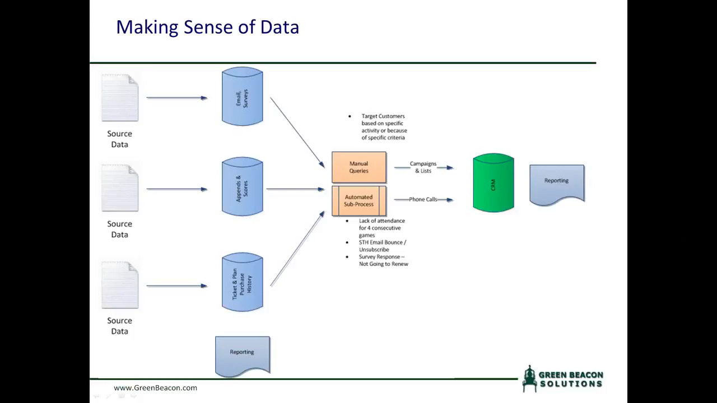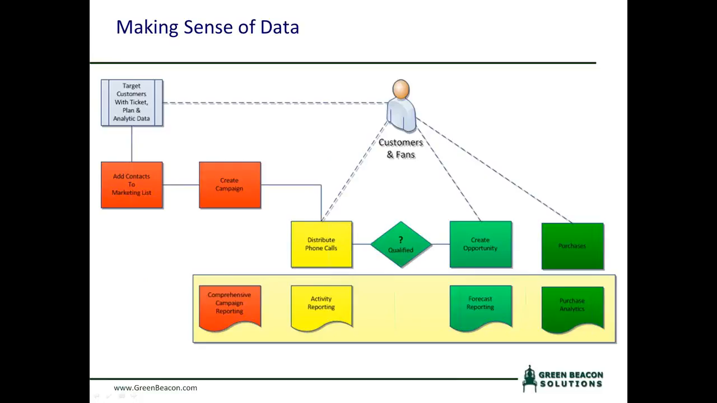Now, the fact that we've identified those people doesn't necessarily mean that they're going to buy. It just means that they could buy. So we distribute those phone calls and let the reps start calling them to determine if there's any interest. We have activity reporting to determine if those calls were made. So did they get them, and what was the result? Was the person interested? Were they not interested? Is this something that appealed to them or not?